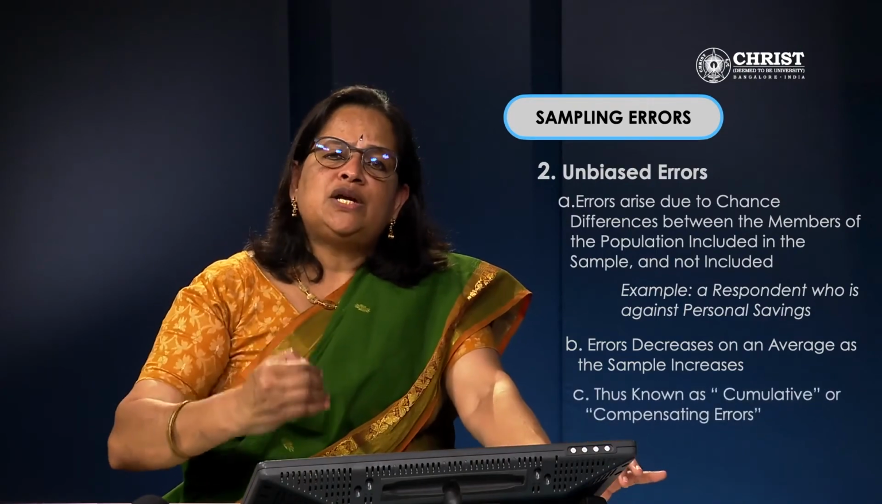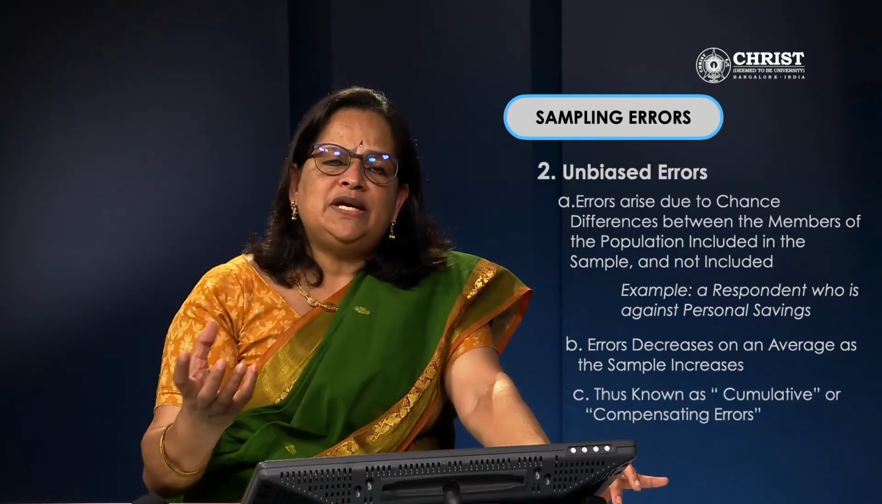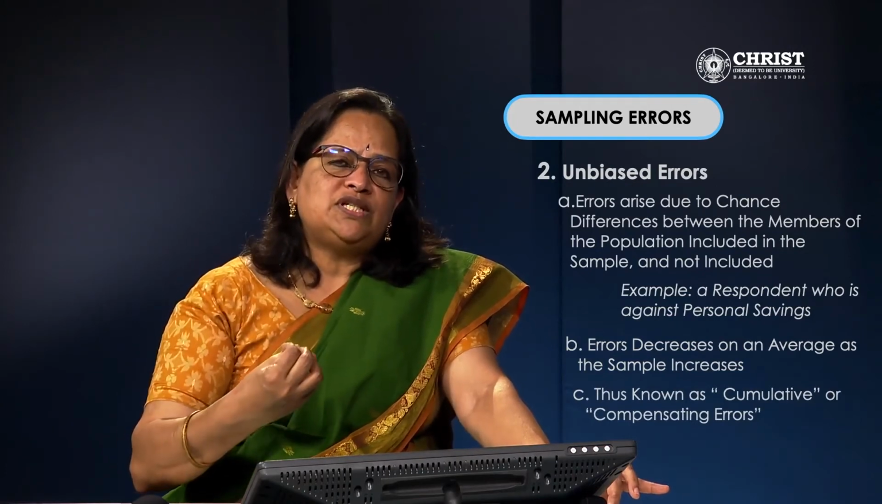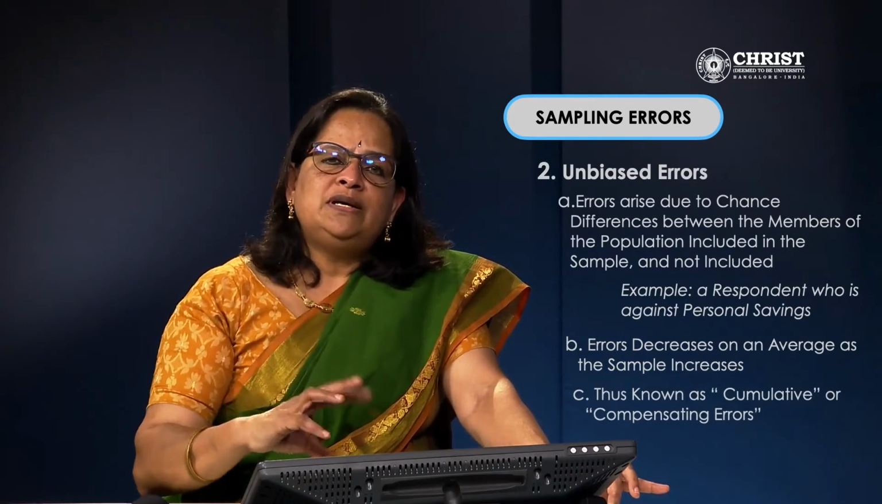So these errors are known as cumulative or compensating errors. One or two respondents are totally different from our objectives of the research. It will not make any difference in the result.